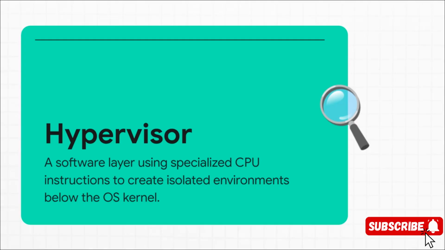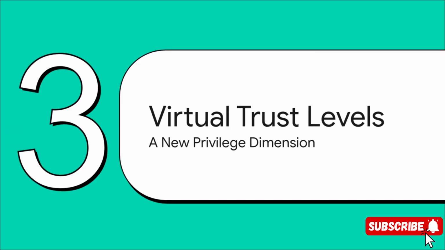So what exactly is a hypervisor? Well, think of it as this super thin, super privileged layer of software that runs right on the bare metal hardware. It's the ultimate referee. It uses special features of the CPU to create these totally sealed-off virtual environments. And the main OS, the kernel, it has no idea they're even there. It can't see them, it can't touch them. Now, this power to create completely isolated worlds is what lets Windows introduce a brand new system of privilege. And this is key. It runs totally parallel to the old hardware rings we just talked about.